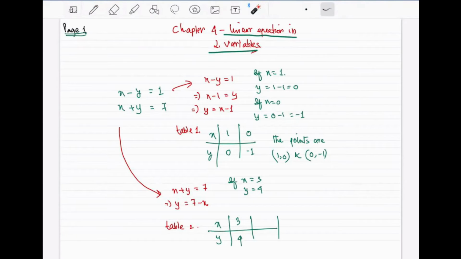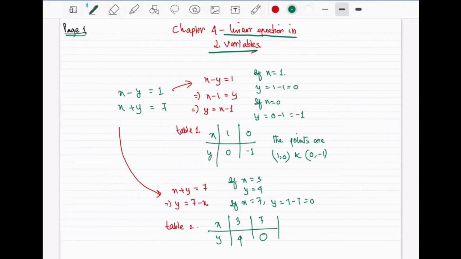How do we make this value of y as 0? We can just put 7 here. 7 minus 7, we will obtain 0. So in order to obtain y as 0, we are supposed to put x as 7, right? So if x is equal to 7, y is equal to 7 minus 7, which is 0.